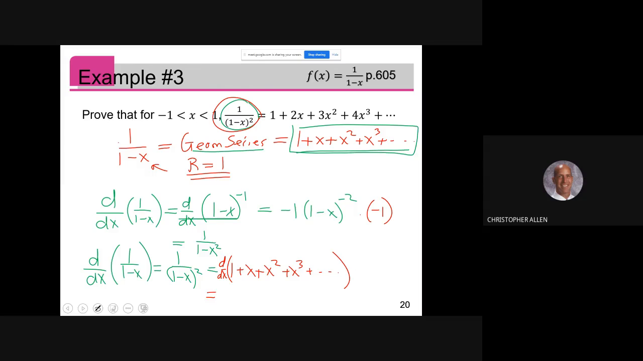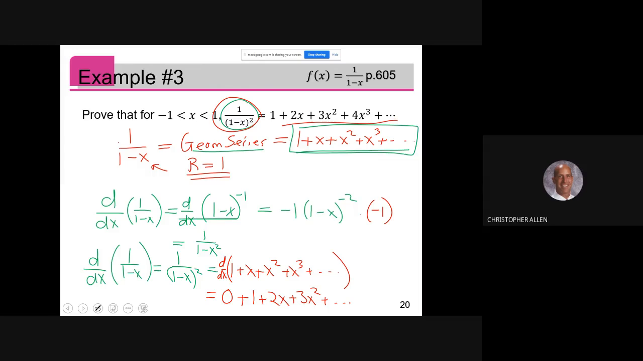Well, that's easy. What's the derivative of 1? 0. What's the derivative of x? 1. What's the derivative of x squared? 2x. What's the derivative of x to the third? 3x squared. Does that look familiar? Yeah. Okay, so that's all I wanted to get in. This definitely takes some practice. I know that wasn't difficult, but you have to recognize that.